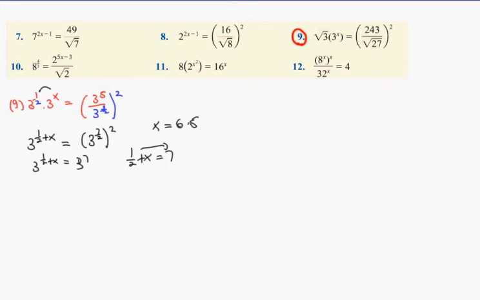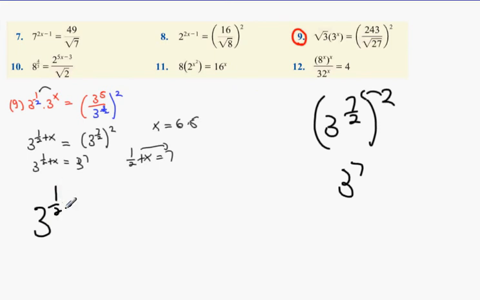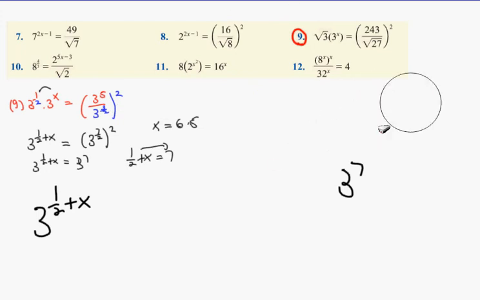How did you get 7? I don't understand how you got 7, Connor. Oh yeah, sorry. I had 3 to the power of 7 over 2 to be squared, and it's 2 multiplied by 7 over 2, which turns into 3 to the power of 7. Yeah, but how did you get the 7 over 2? 5 minus 3 over 2 on the calculator. Alright.